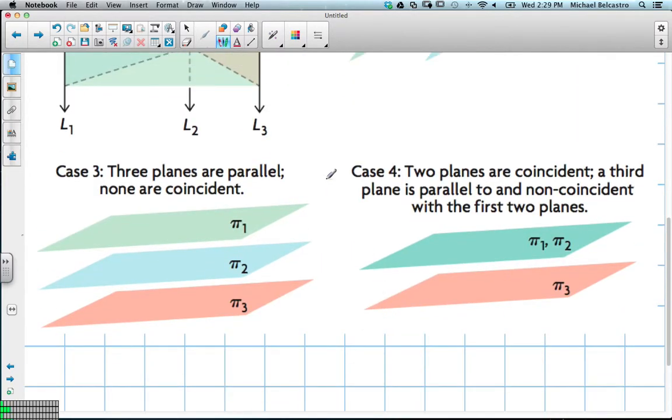Our third case, we have 3 parallel planes. We just have to check to make sure. There's obviously going to be no consistency here. And finally, case 4 is we have a pair of planes that are coincident but parallel to the third one. So there's an infinite amount of solutions here, but no solutions with the third plane. We're just going to talk about how to recognize these.